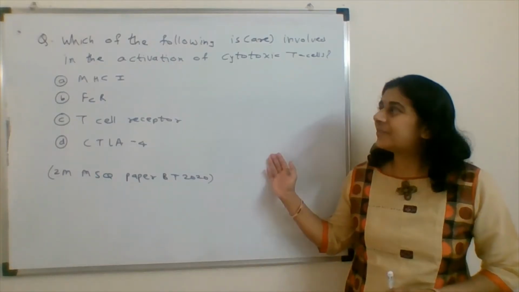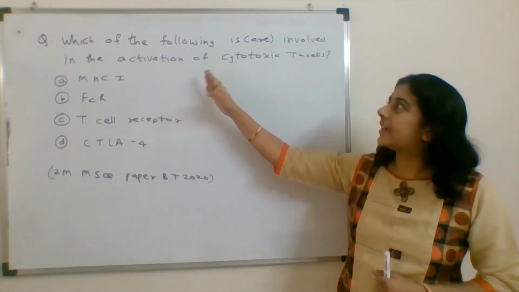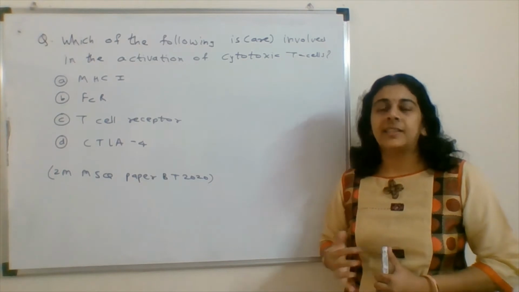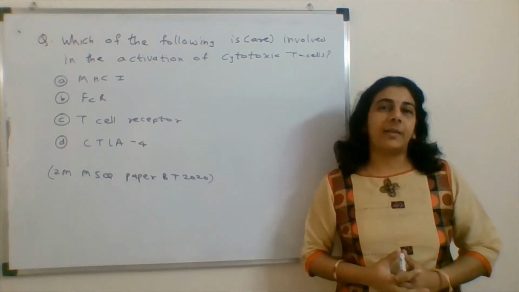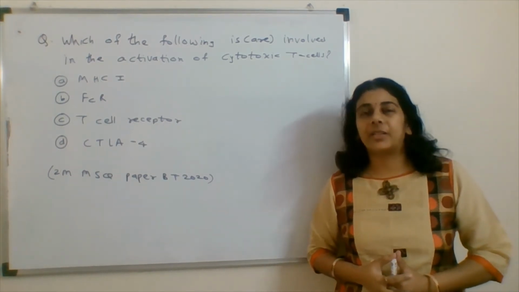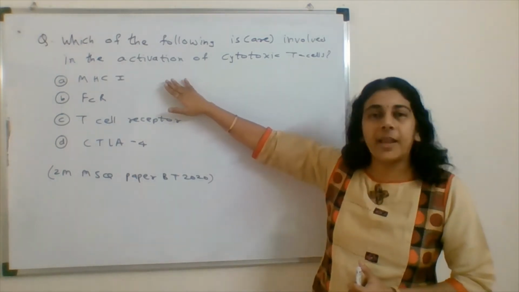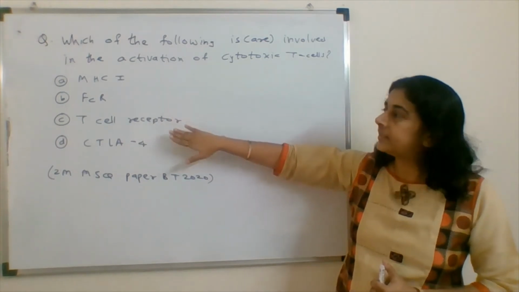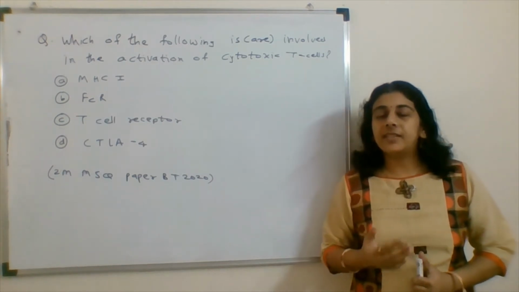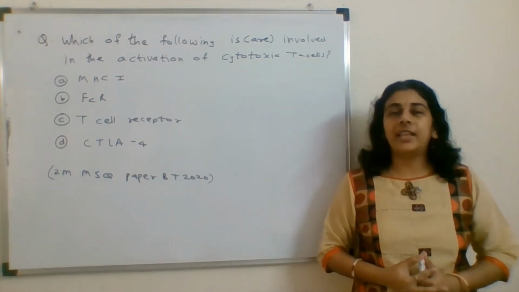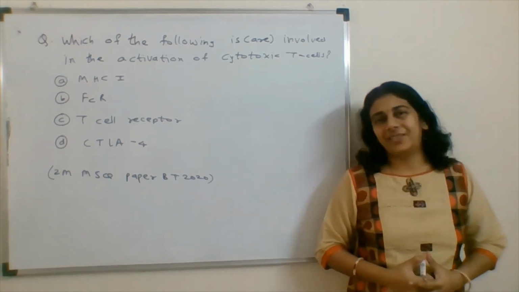So let's have a question for today's video. Which of the following is/are involved in the activation of cytotoxic T cells? The question is from the immunology section, and this is a 2-mark MSQ type of question from the paper of Biotechnology 2020. Let's see what the options are. Options are MHC1, FCR, T cell receptor and CTLA4. Out of these, which are required for the T cytotoxic cell activation? So let's solve this question today.